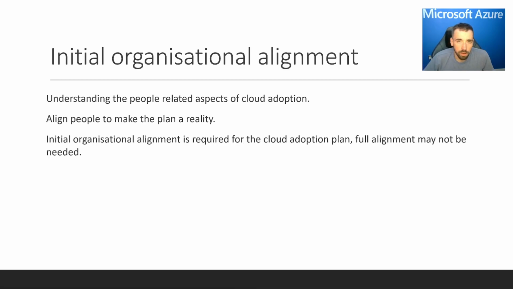So then the next area of plan is the initial organizational alignment, and this is understanding the people-related aspects of cloud adoption, aligning people across the business to make our cloud adoption plan a reality. Initial organizational alignment is what's required for the cloud adoption plan. Full alignment is not necessarily needed at this stage.